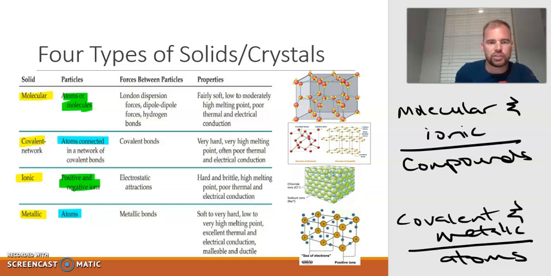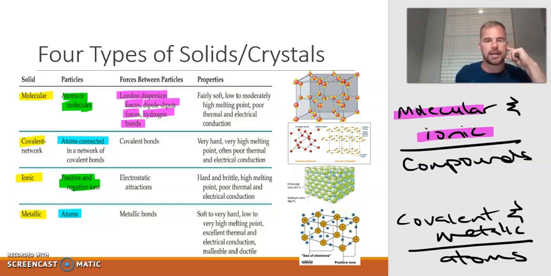Now, let's go a little deeper. What is it actually that is holding a molecular crystal together? What holds a molecular crystal together are London dispersion forces, dipole-dipole forces, and hydrogen bonds. What's another way of saying that? Intermolecular forces. So it's molecules that are held together by intermolecular forces. That's actually what holds the structure together. We'll come back to that in just a moment. So that was molecular. Let's look at ionic now.